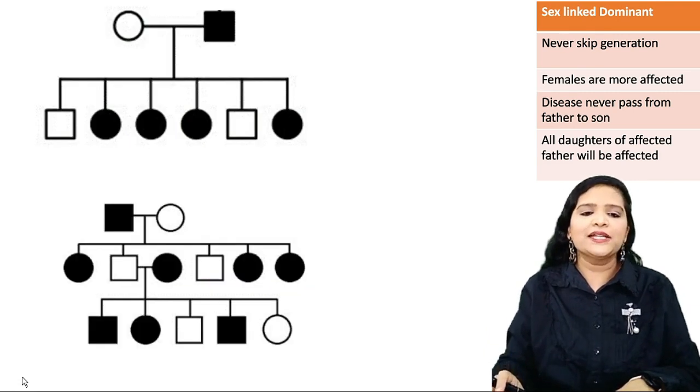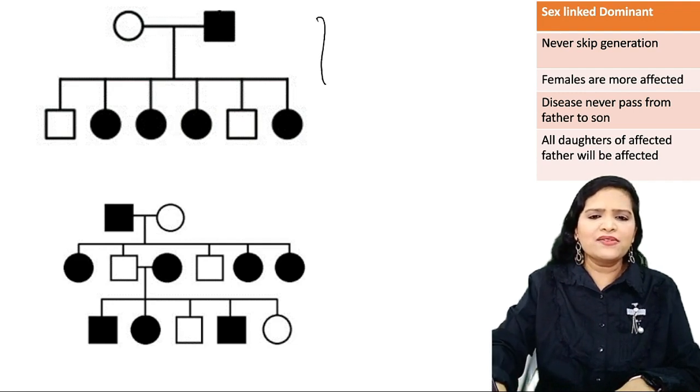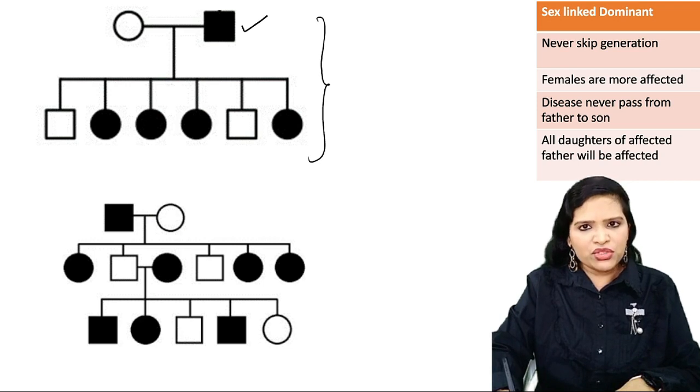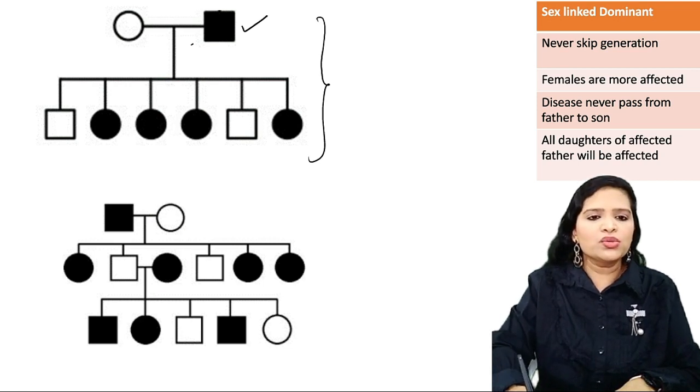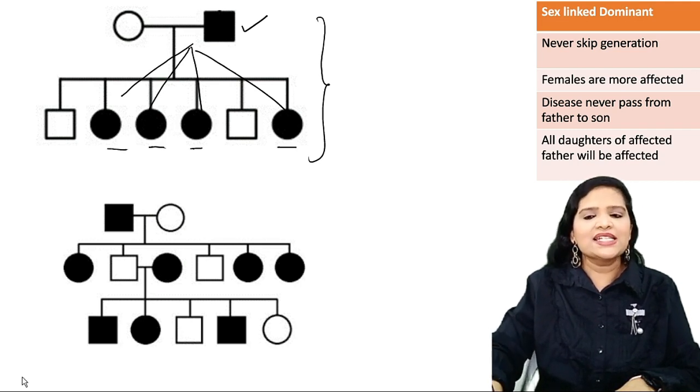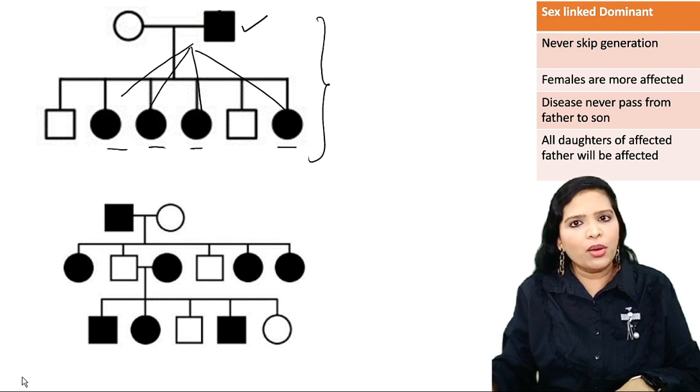Understand? Look at this picture. This is a very simple pedigree by which you could say the defective gene from the father goes only to the daughters, not to the son. All his 4 daughters are affected. So this is an example of X-linked dominant.